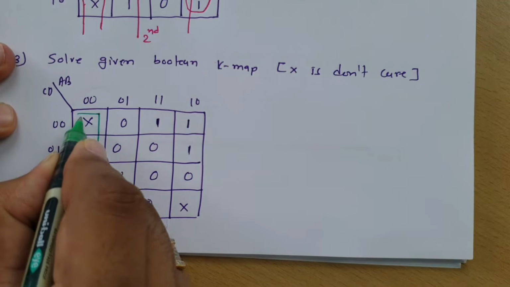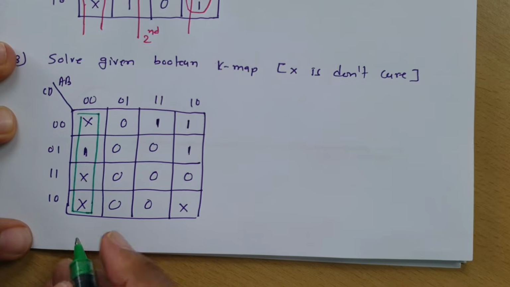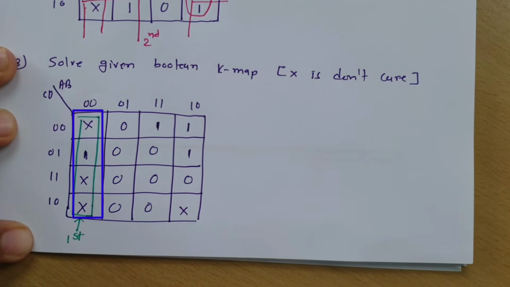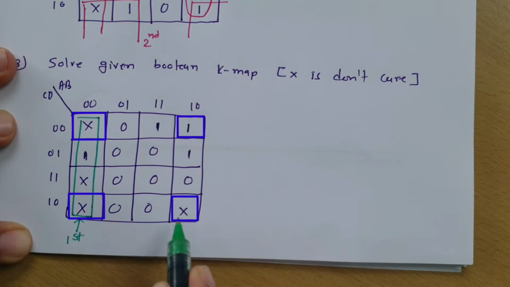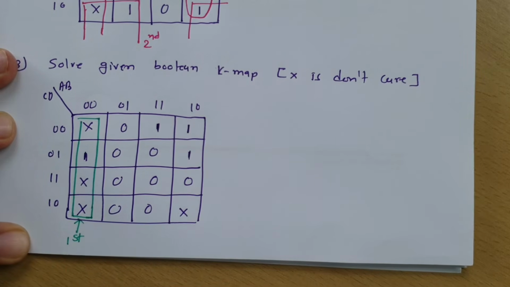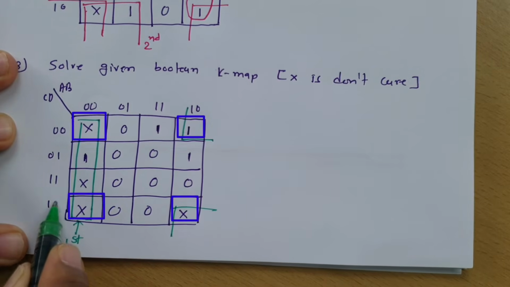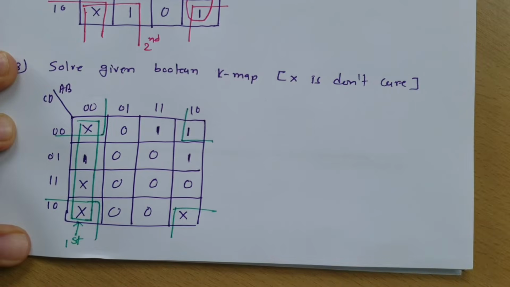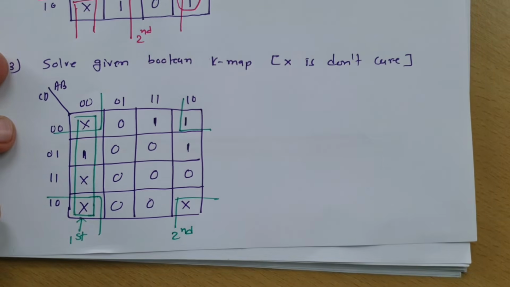I can form one group which is of size of 4 cells, right? So this is my first group of size of 4 cells. Now if you observe, this is one and all corners are don't care, so I can consider corner grouping. So this is the second largest group, right? So this is my second group which is the largest one.